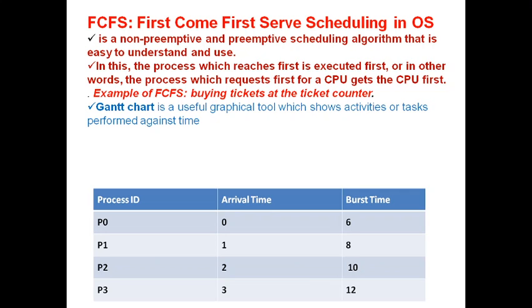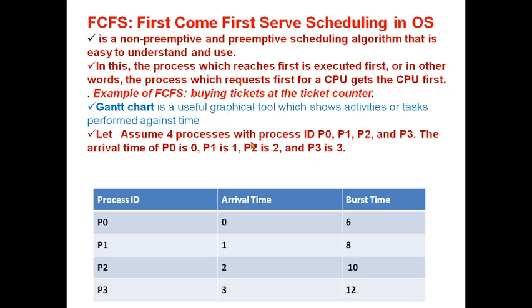Before understanding algorithms like FCFS, SJF, and round robin, let's learn about the Gantt chart. A Gantt chart is nothing but a useful graphical tool which shows activities or tasks performed against time. Let's assume this to understand it, and you can get an idea about FCFS.